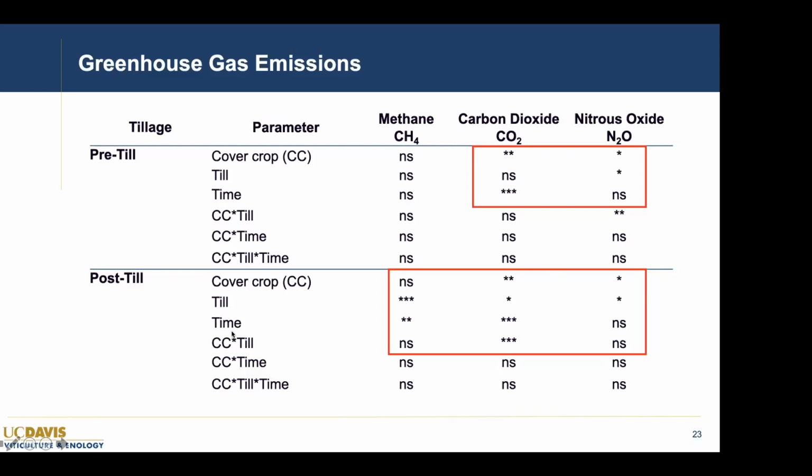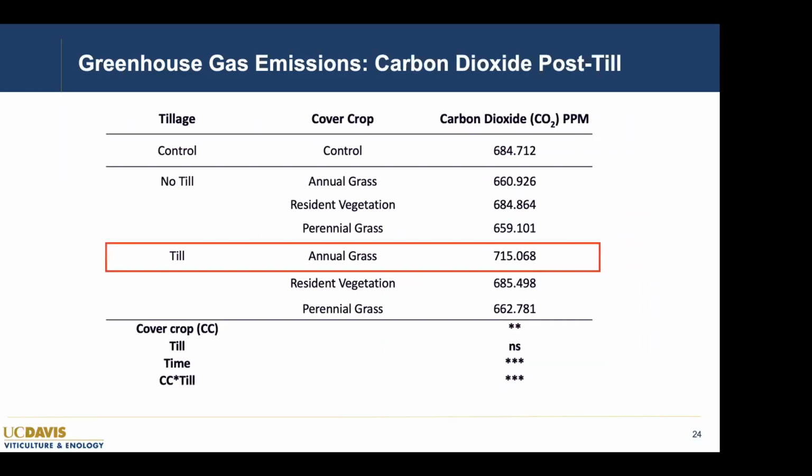And you can see that in the fourth category down under post-till. So clearly carbon dioxide was a lot more influenced by the cover crops that we were looking at. So when we look at the values themselves here in parts per million, you can see that the annual grass under tillage exhibited the highest carbon dioxide emissions in contrast to the lowest value, which was the no-till perennial grass. And again, under carbon dioxide, we did see an effect of cover crop as well as that interaction between cover crop and tillage.